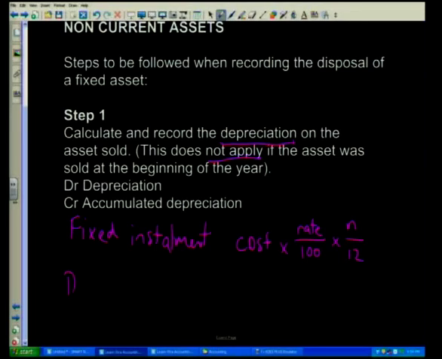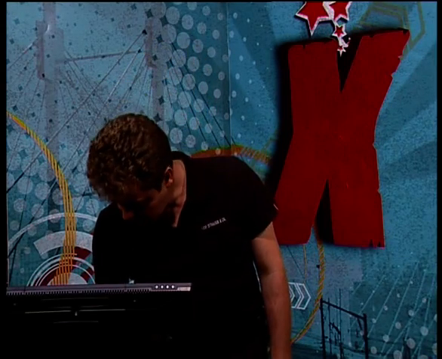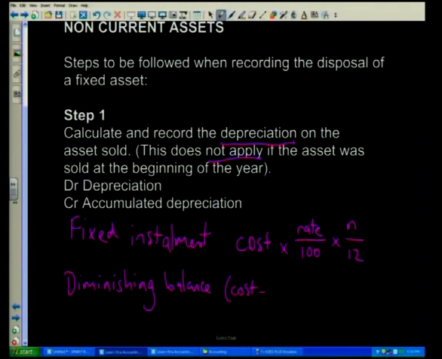If we are doing the diminished balance method, on the other hand, you need to remember that we are not going to work with the cost price of the asset. Instead, we are going to work with the carrying value. In other words, what the asset was worth less its accumulated depreciation on the date of the sale. So what we will do is we will take the cost price minus the accumulated depreciation. That's going to give us the carrying value. And then we'll proceed as normal, multiply by the rate of depreciation and divide by 100.